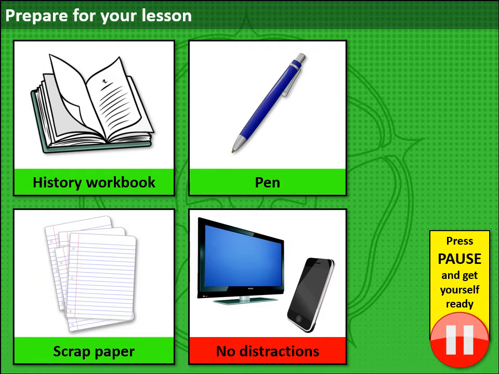Now, same as ever, please get these three things. You need your history workbook in front of you, you're going to need a pen, and ideally you're going to need some scrap paper. And remember, switch off all those distractions so that you can concentrate. It means that you will learn things far quicker. Press pause if you need to get yourself ready before we move on.